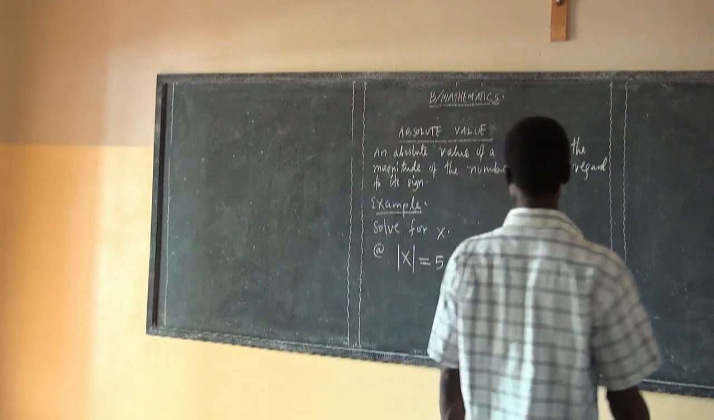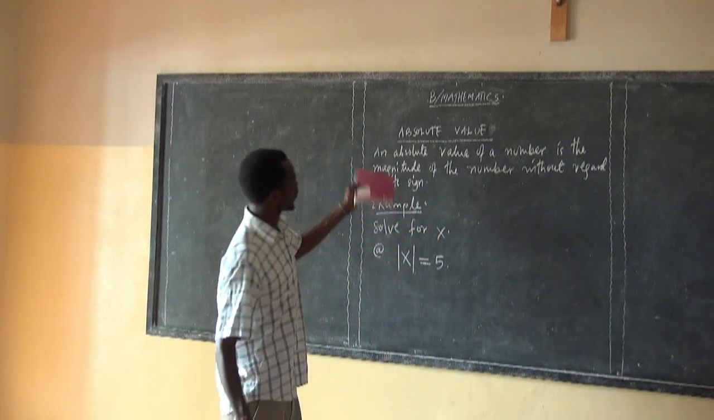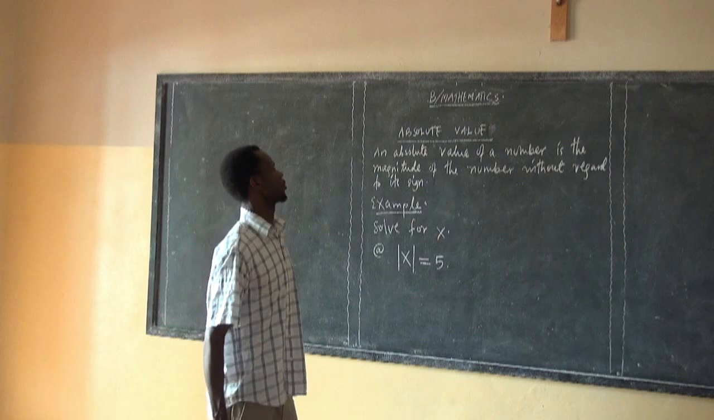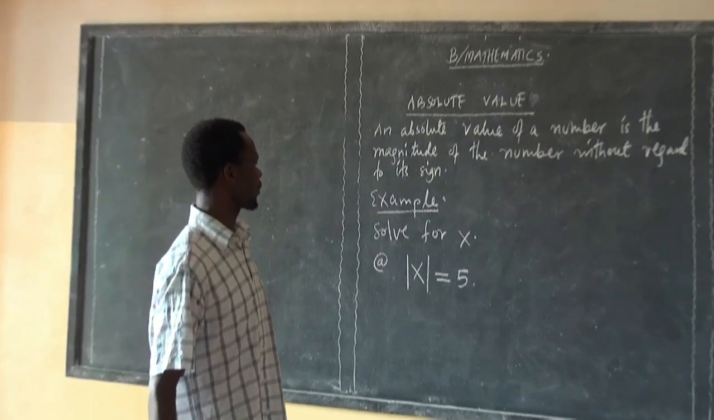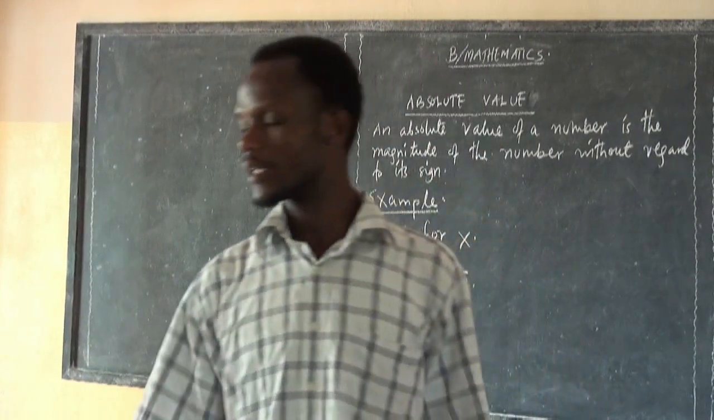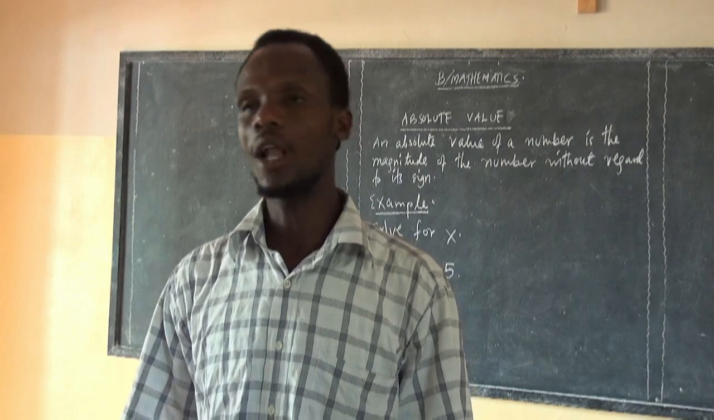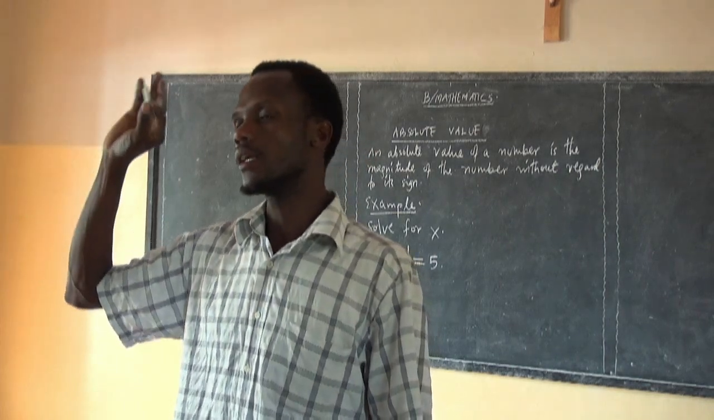Now, we have other things. We have seen how to represent the real numbers. Now we have other things called the absolute value. An absolute value of a number is the magnitude of the number without regard to its sign. We don't care about the sign. And there is no limit in terms of the sign. We consider both positive and negative.